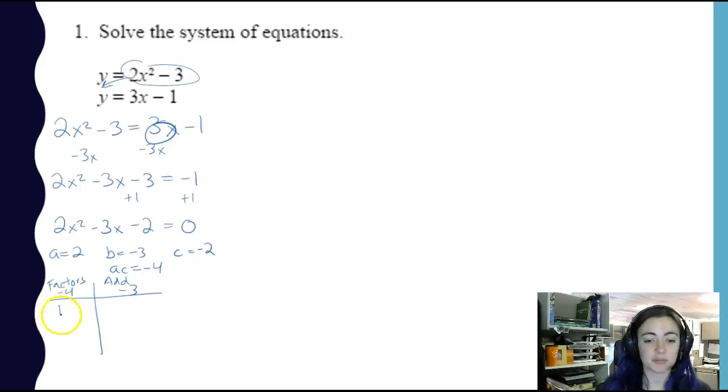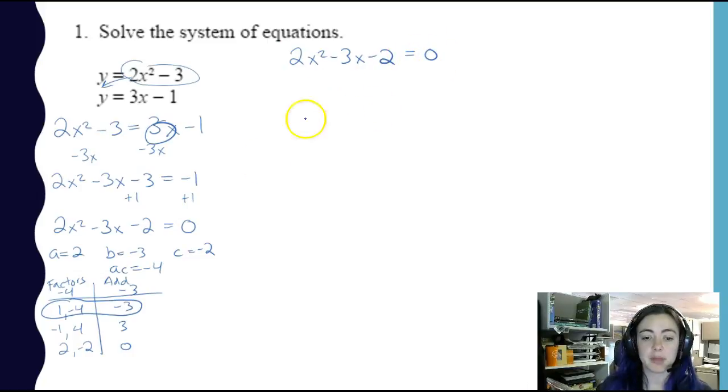So factors of negative 4 could be 1 and negative 4, negative 1 and 4, 2 and negative 2. Those are the only ones I can come up with. So when we add 1 and negative 4, that is negative 3. Just to double check, we'll make sure that these don't quite work out. Yep, so this is the one that we're going to go through and do. So when we have our 2x squared minus 3x minus 2 is equal to 0, we know that our middle term, negative 3x, we're going to split into those two factors there. So we have 2x squared plus x minus 4x minus 2 is equal to 0.